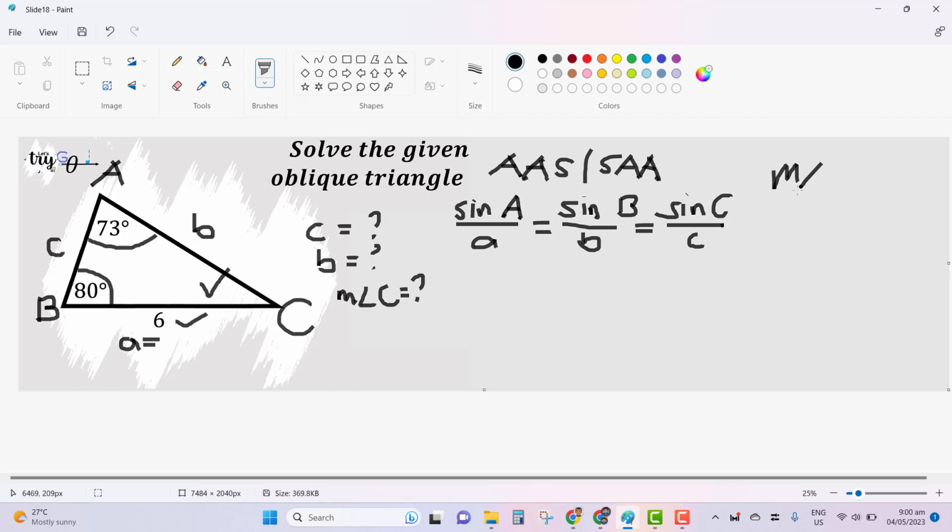The measurement of angle C can be computed using the triangle angle sum theorem, which states that for any triangle, whether it's oblique or not, the sum of all interior angles is equal to 180 degrees. In short, we will just simply subtract the two given angle measurements for B, which is 80, and A, 73, from 180 degrees. This means, again, 180 less 73 degrees and then minus 80 degrees.